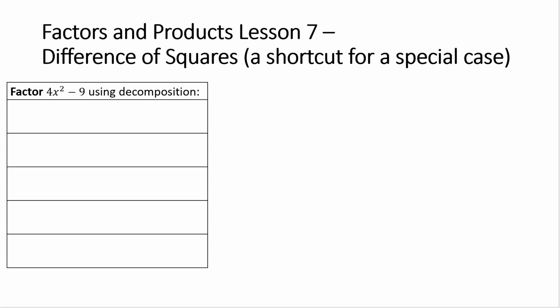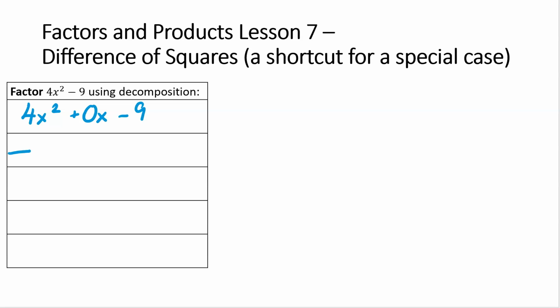It's 4x squared minus 9. Writing this in the form that we're used to, we can say this is 4x squared plus 0 times x. See, there's no x term in there, minus 9. From here, if we want to decompose it, what do we do?